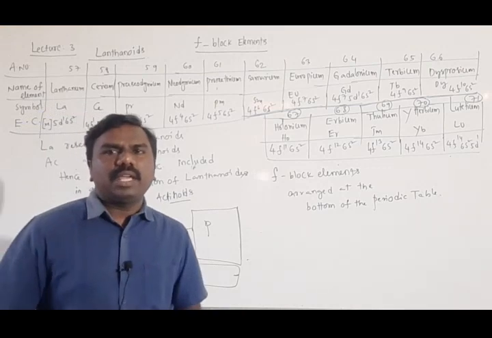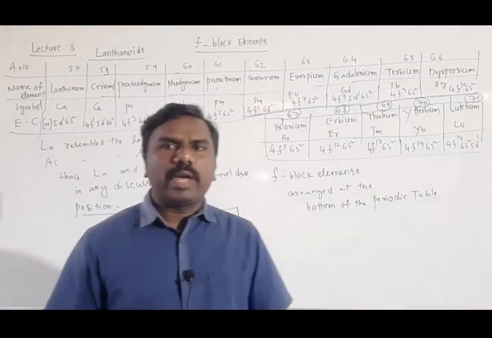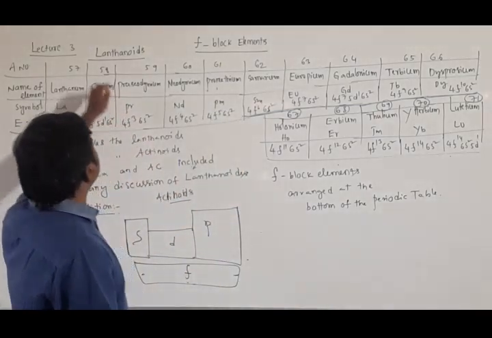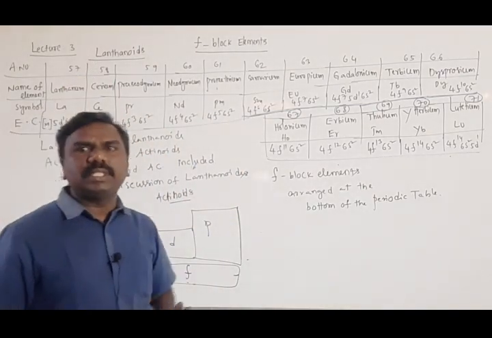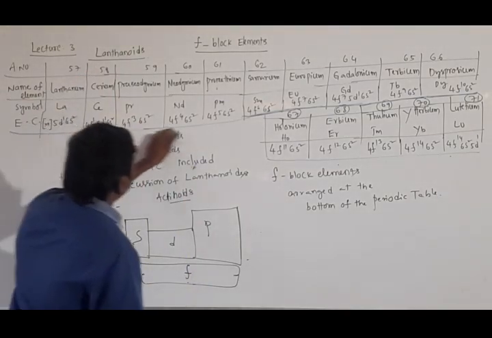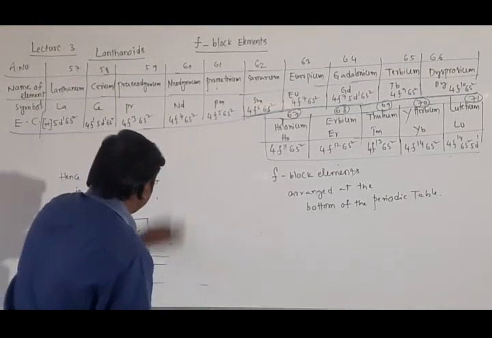Now our first topic is lanthanoids. Those are called 4f series elements. Lanthanoids are also called rare earth elements.